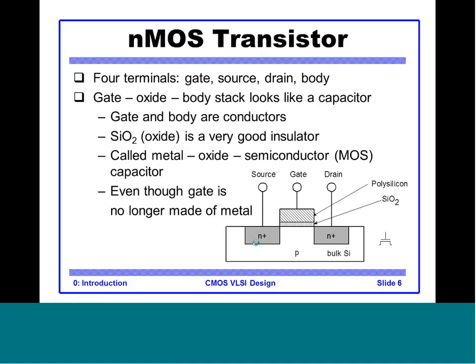Now the extension of a diode is a transistor. A transistor is made up of 4 terminals: gate, source, drain and body. In many textbooks that discuss transistors, the body terminal is usually not discussed, but when we talk about fabrication or CMOS gates, this body becomes a very important terminal.